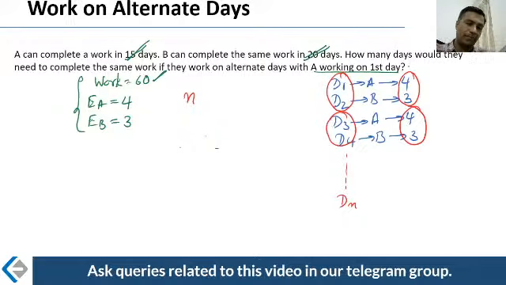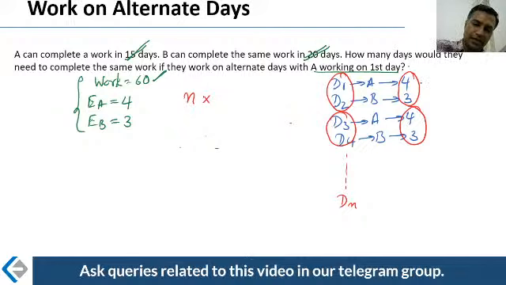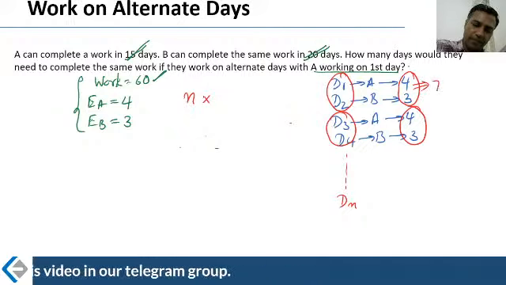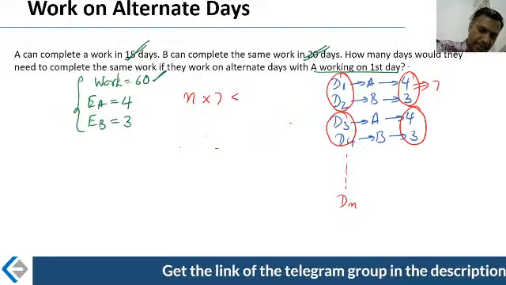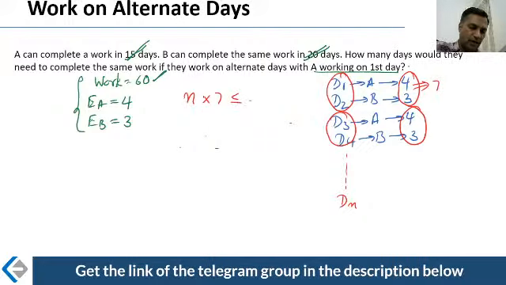N has to be a natural number. Never write a fraction for n. So n pairs of days, into the work accomplished in a pair of days, friends. The work accomplished in a pair of days is 7, 4 plus 3. That should be less than or equal to the work to be done. What is the work to be done?